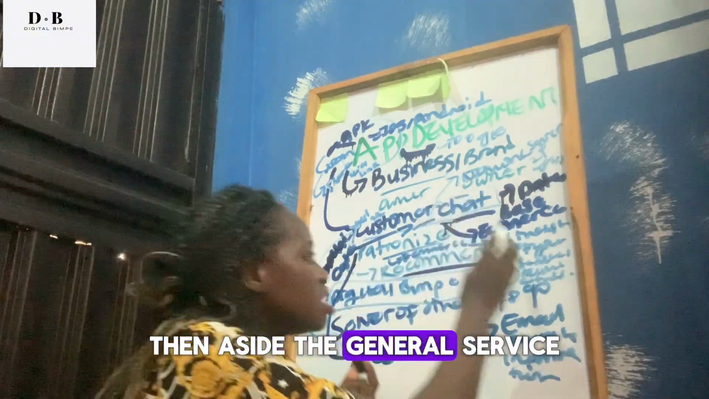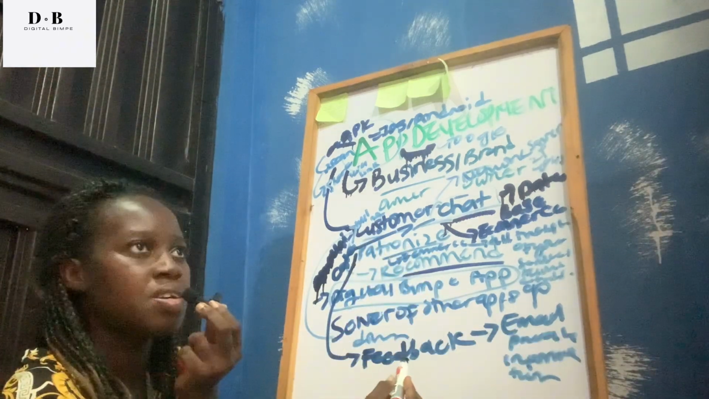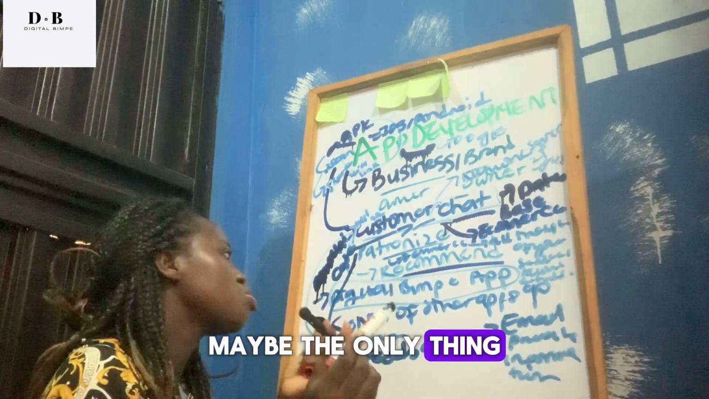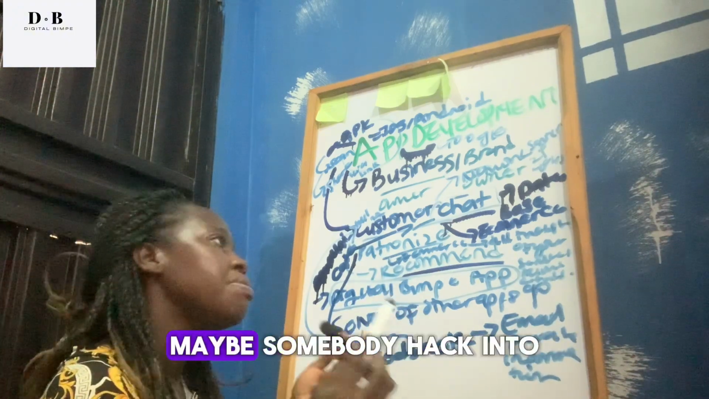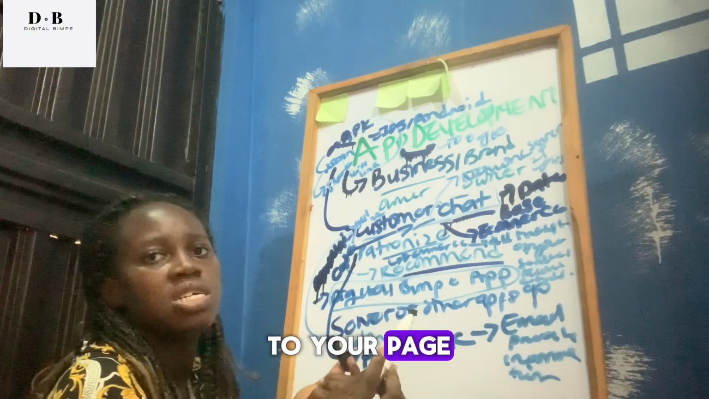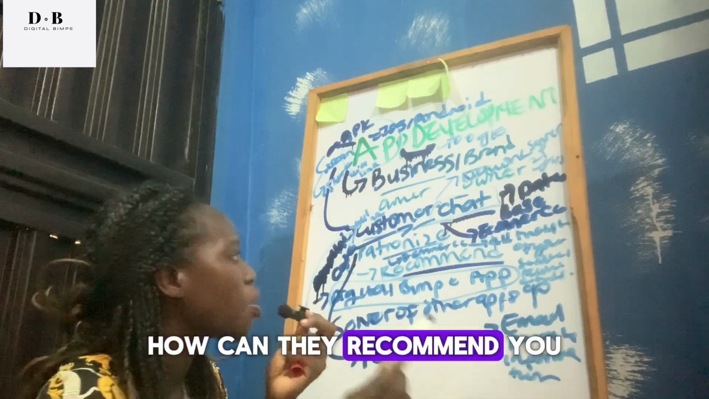Then aside the general service, you list out your account details and your blog link, they can also what? Recommend you. So maybe for instance, the only thing you have on this internet space is your business page, and maybe God forbid, somebody hacks into your page, or somebody reported you, all those kinds of things that you don't even expect. How can they recommend you?